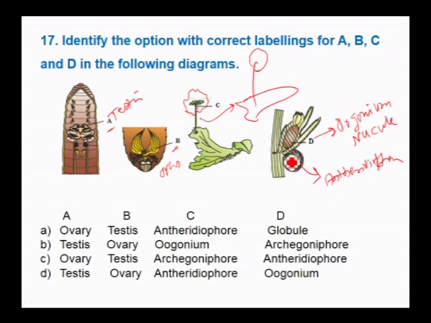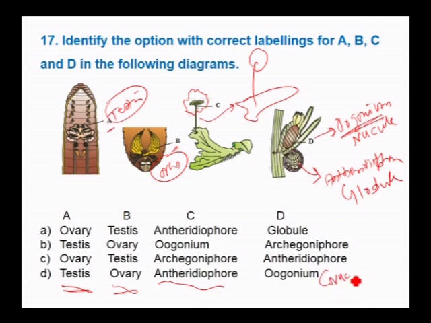Antheridiophore, which is globular in shape, is also called a globule. So option A is testis, B is ovary, and this is antheridiophore, not archegoniophore. Then this is oogonium. Oogonium can also be called nucleus. Therefore, the correct option is D.